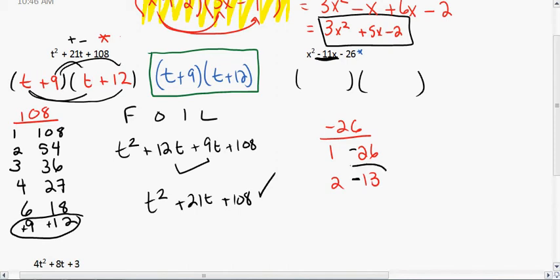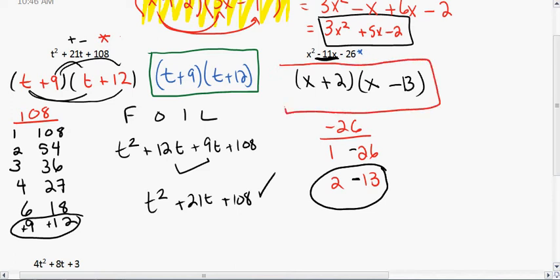So this is the pair that I want, and I'm going to go ahead and fill them in. Negative 13 and a positive 2, and then x and x. And if I want to go ahead and FOIL it back out, I could double check, and I'll see that I'll end up with x squared minus 11x minus 26.